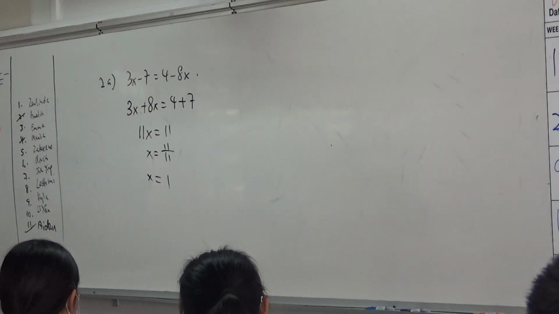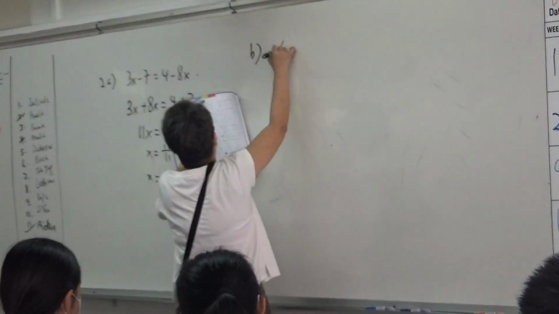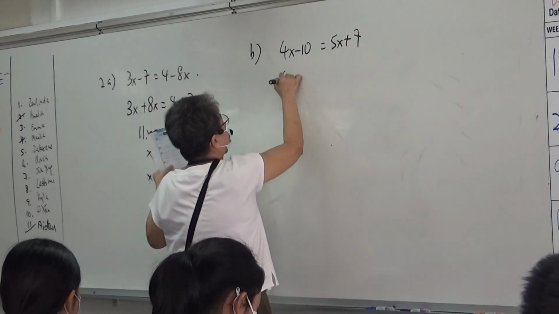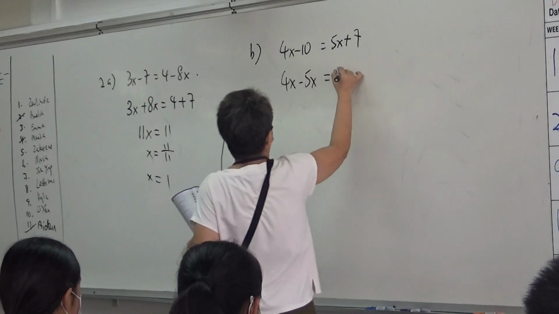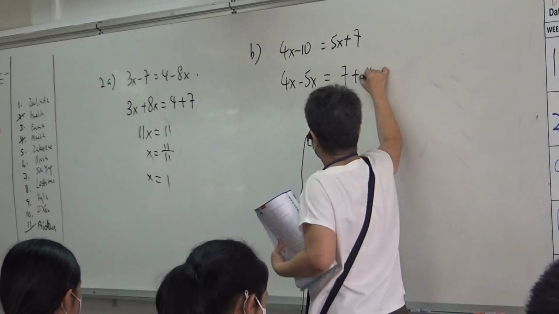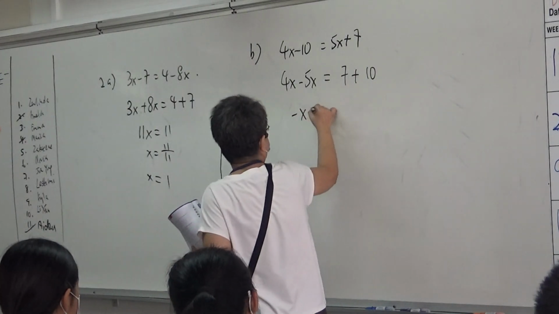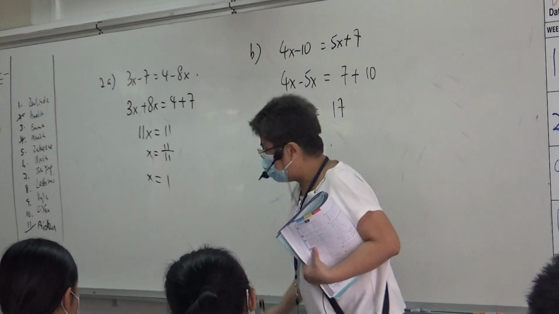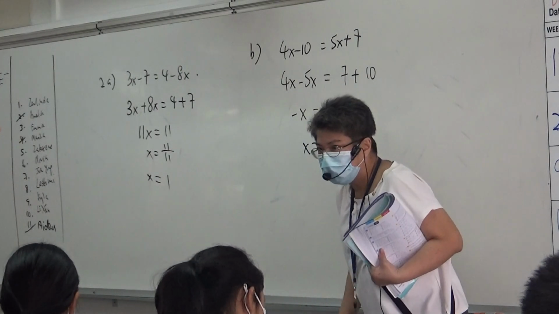Next, part B. Minus 5x equals to 7 plus 10. What is 4x minus 5x? Negative 1x or negative x? This is 17, right? Am I solving for x or negative x? X. So x will be negative 17. Is that clear? Yes or no?